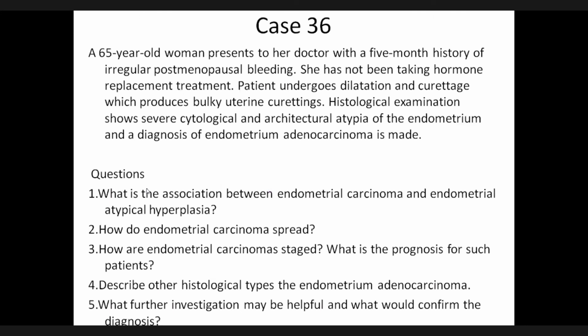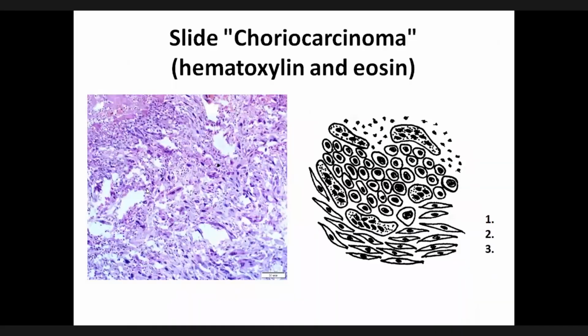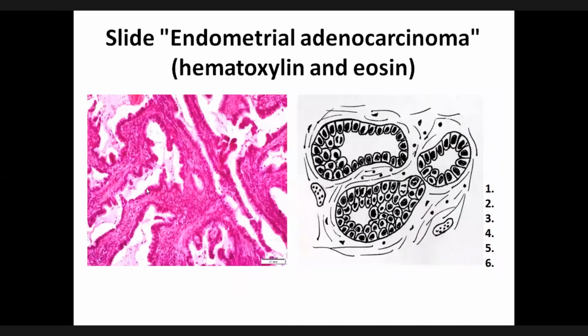Number 4, describe other histological types of the endometrium adenocarcinoma. Histological types and histological characteristics are on page 99. We can see, I open for you, this endometrial adenocarcinoma: cancer glands, differential size in the glands, maybe small and maybe big, losing of polarity, mitosis, destruction of basal membrane, and stroma of tumor.